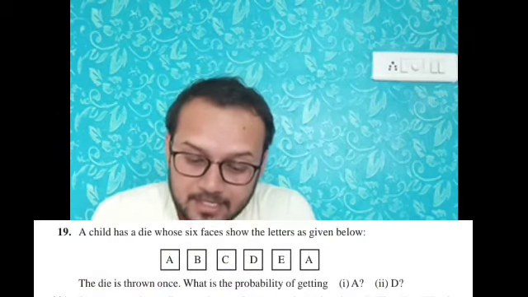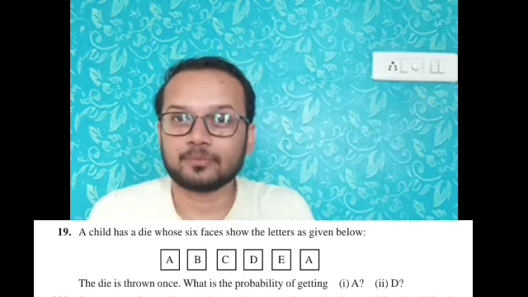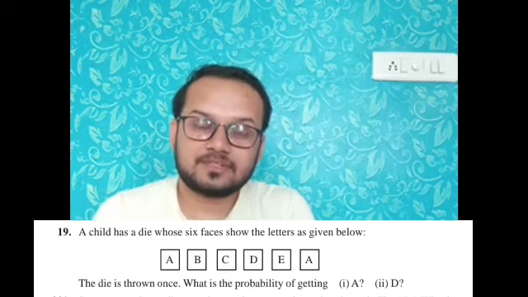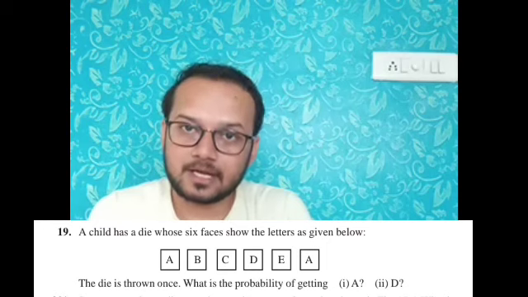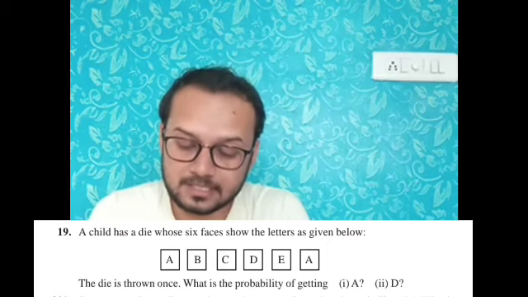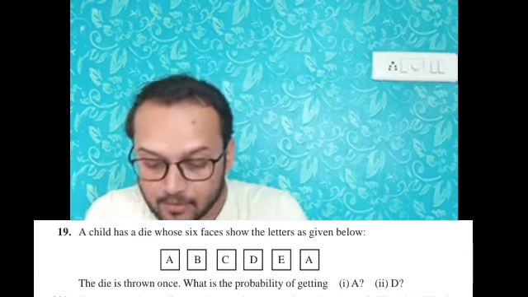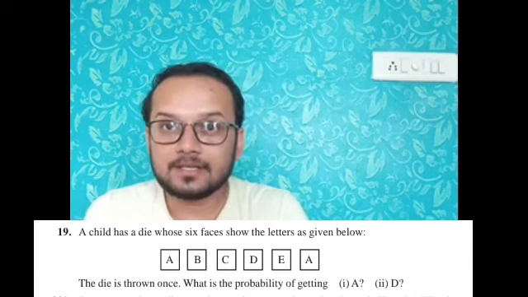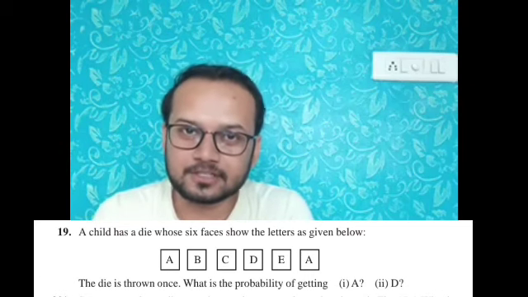The next question is question number 90. It is, a child has a die whose 6 faces show the letters as given below. On the 6 faces of the dice, the numbers are not marked. Here 6 letters are marked as shown in your textbook. They are A, B, C, D, E and A. On each surface one letter is marked and we have to get the probability of getting number 1 A and number 2 D. In case of a die, the total number of outcomes is 6. So you have got the denominator of your answer. Total number of outcomes is 6.